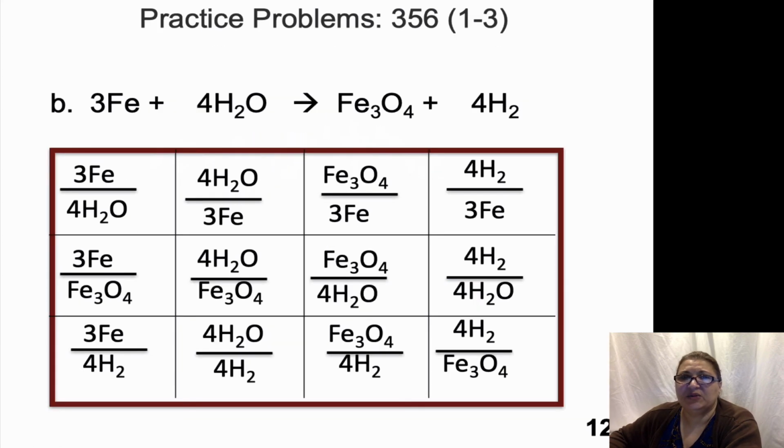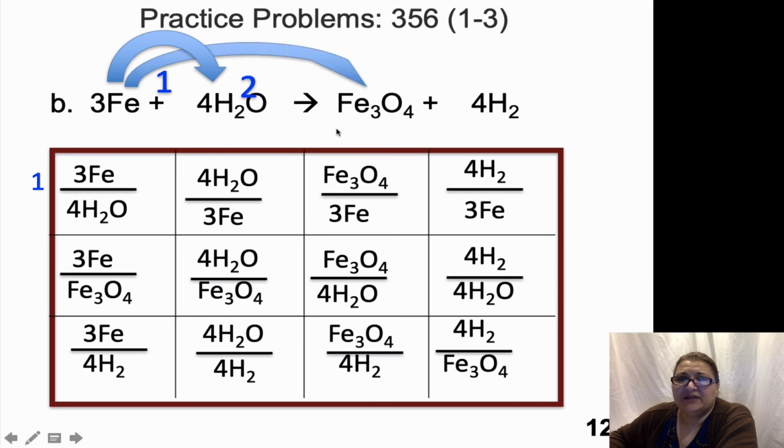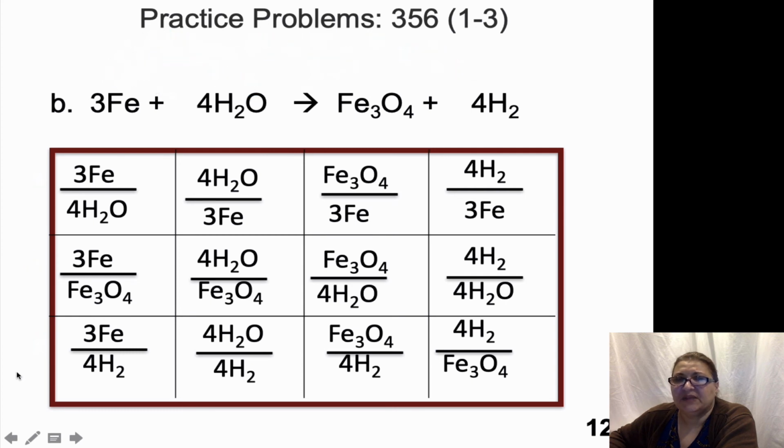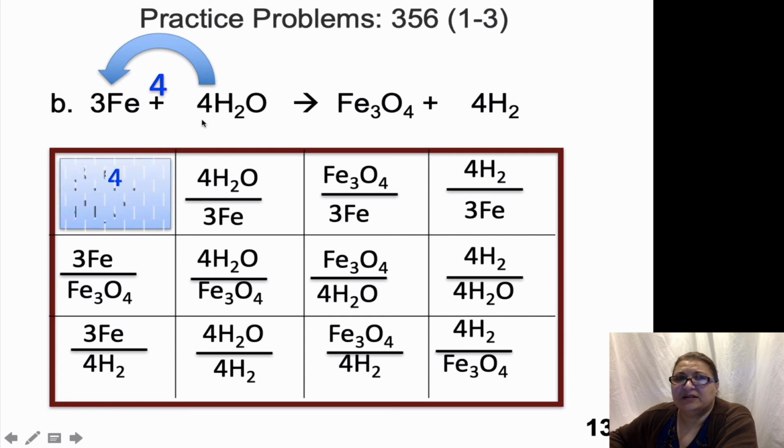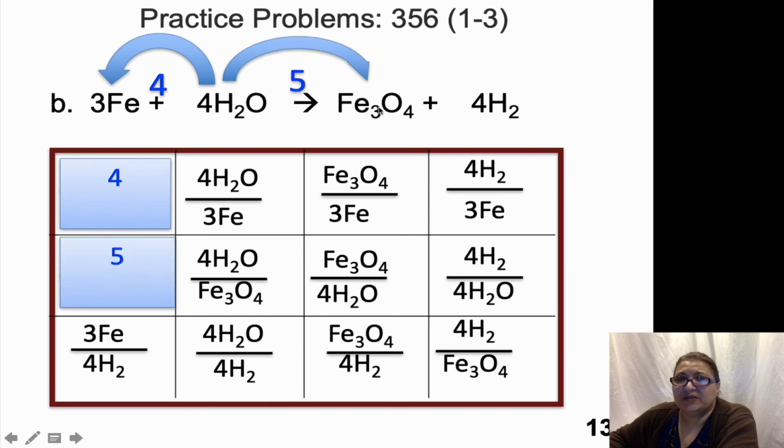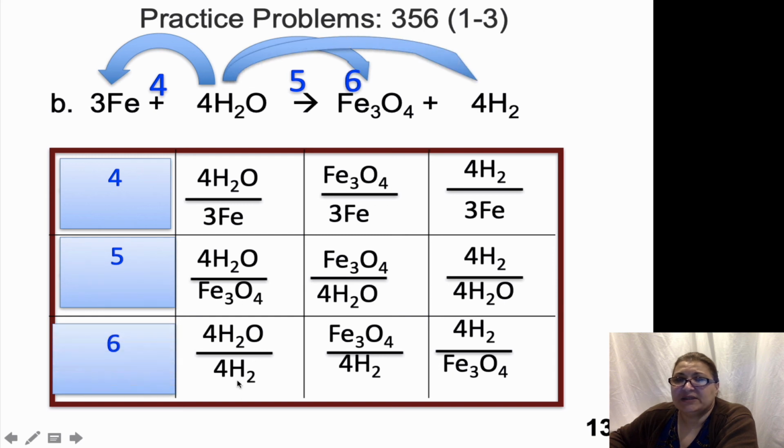Okay, let's just try one more. Now we take the iron divided by water, iron divided by iron oxide, iron divided by hydrogen, and that's the third one. For the second one, we go water over iron, that's number 4. Water over iron oxide, that's number 5. And water over hydrogen, and that's number 6.